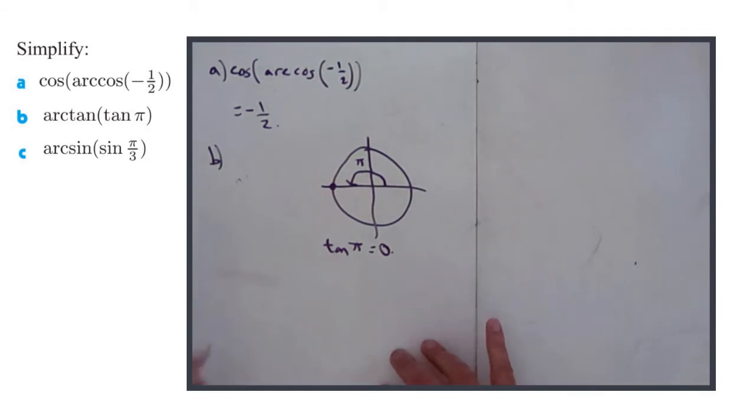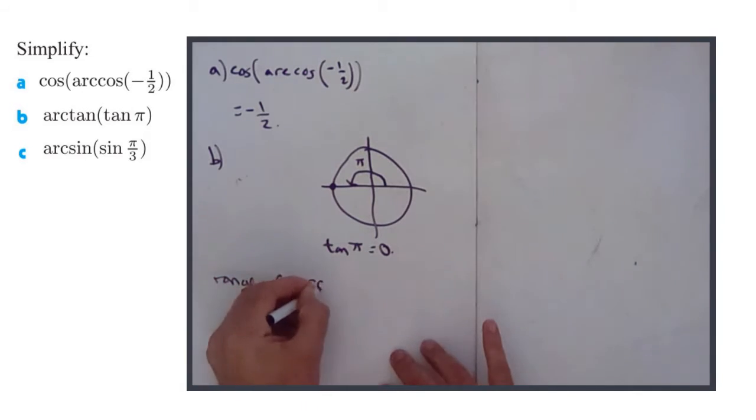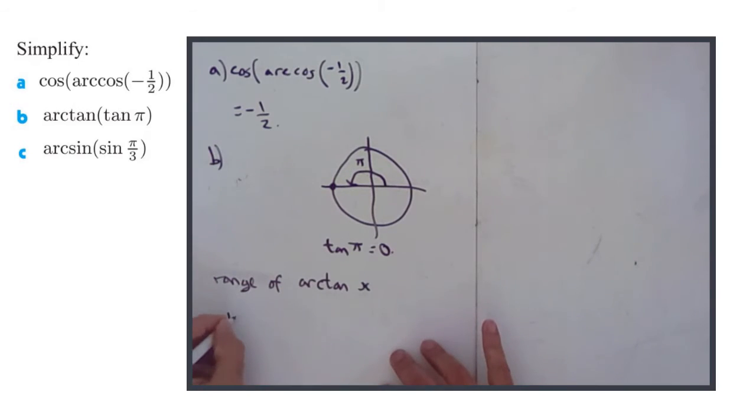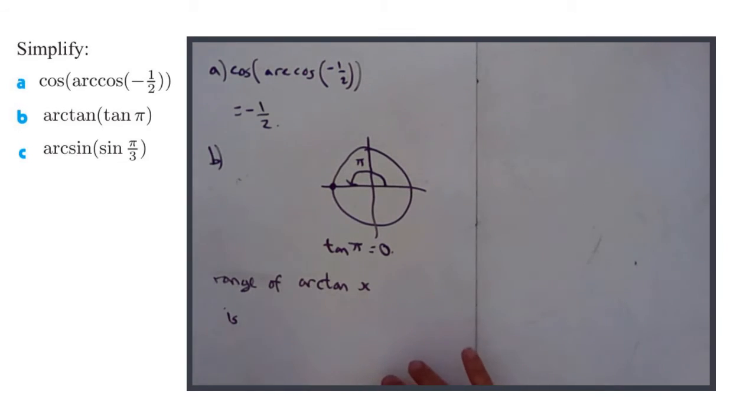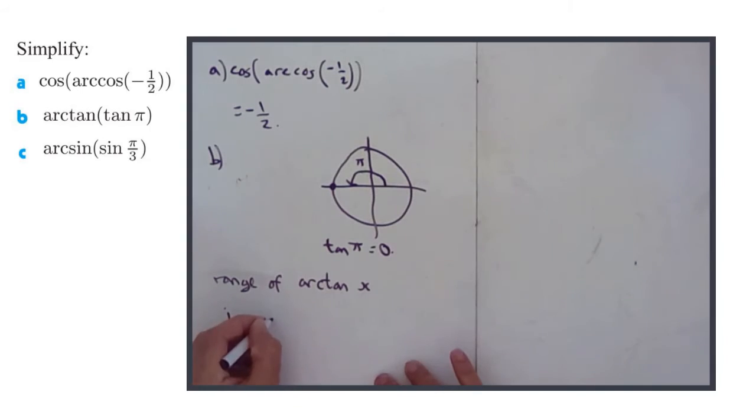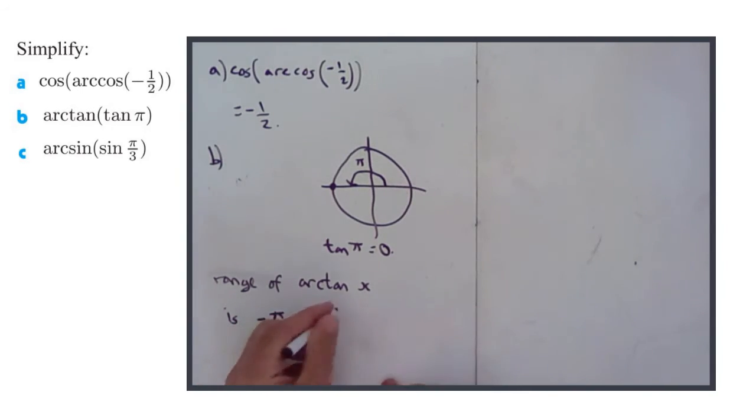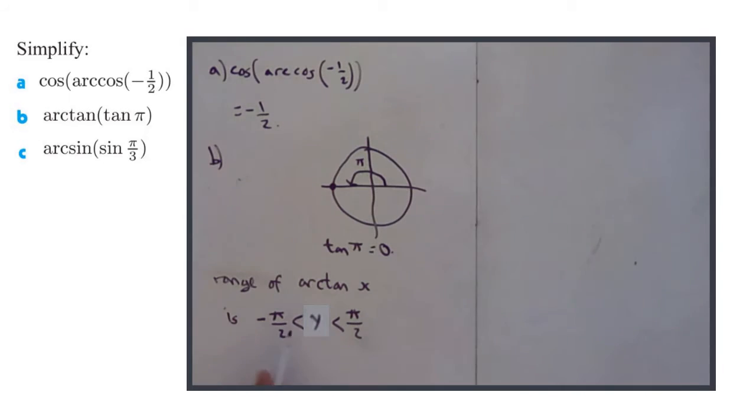If you consider arc tan of x, the range of arc tan x is, remember, the fixed domain of tan x for the purposes of defining the inverse function arc tan. Remember, it's fixed between minus pi by 2 and pi by 2. So the range of arc tan is going to be from minus pi by 2 to pi by 2, and it doesn't include those because they are asymptotes, right? So if we give an answer of pi, well, that's clearly outside of this range, so it can't work.